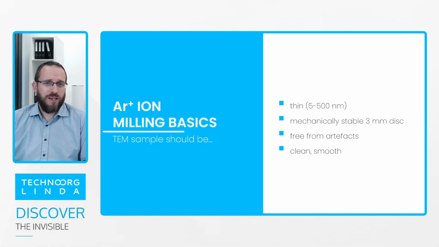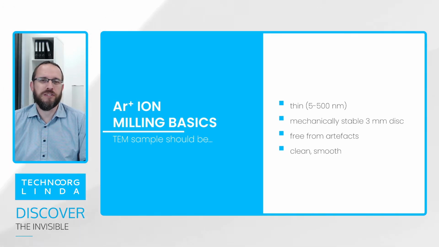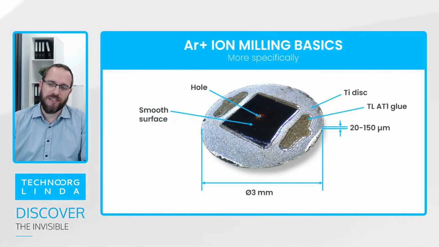So let's have a look at the argon ion milling in detail. The end result for a TEM sample should be thin, depending on the experiment type, but it should usually be between 5 and 500 nanometers. It should be mechanically stable, and the shape should be a 3 millimeter disc, which fits the sample holder of a microscope. It should be free from artifacts, and it should be clean and smooth. So that's what we need.